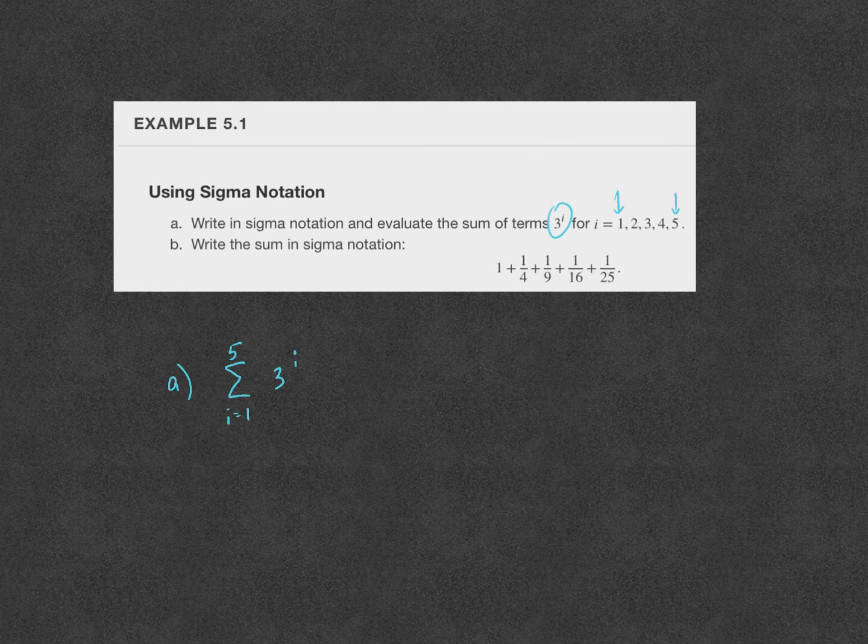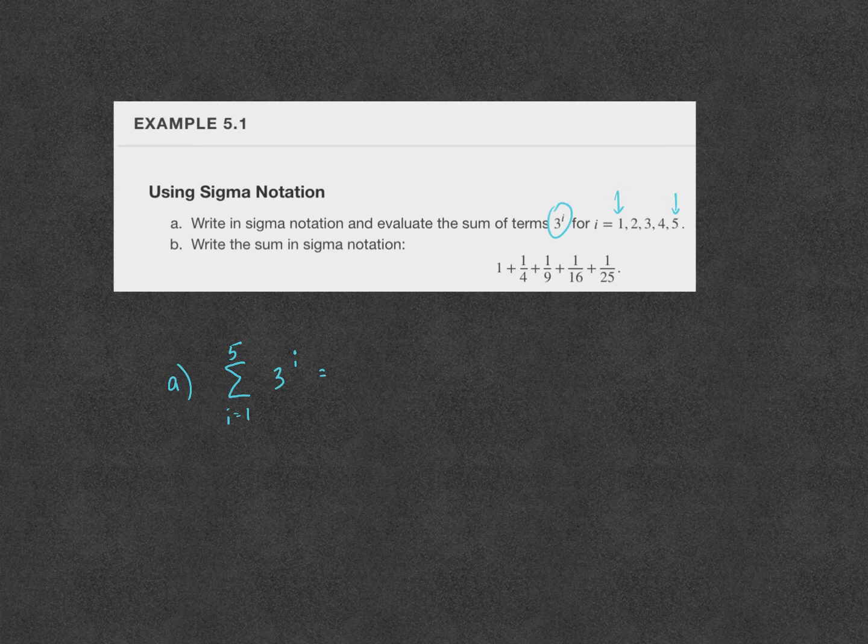Usually we use an i. Sometimes you'll see k being the index for our sigma notation. The other letters can be used too, most commonly i and k. All right, so that's what it means. That's how we write it with sigma notation. And then we're going to substitute and evaluate.